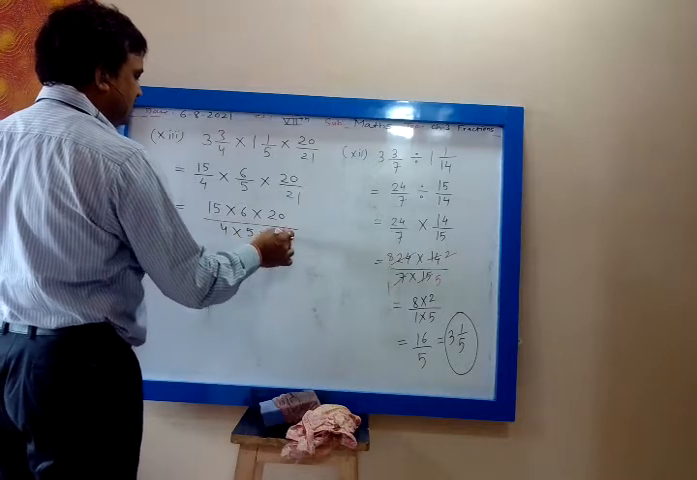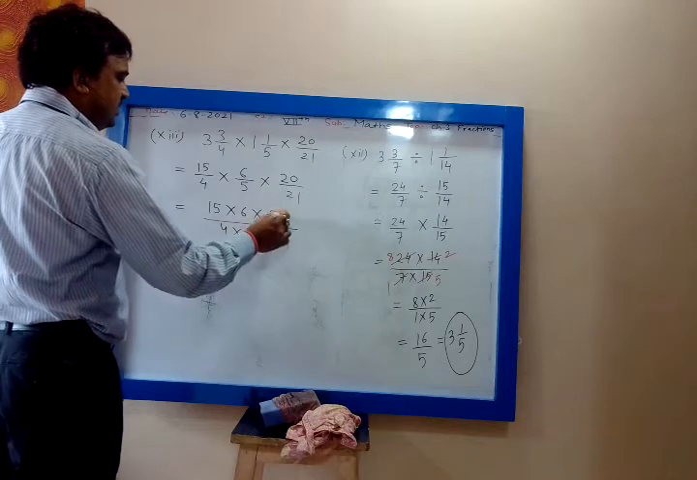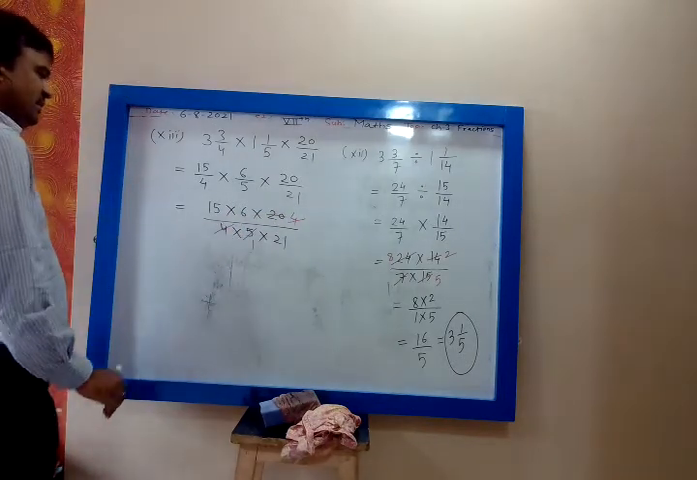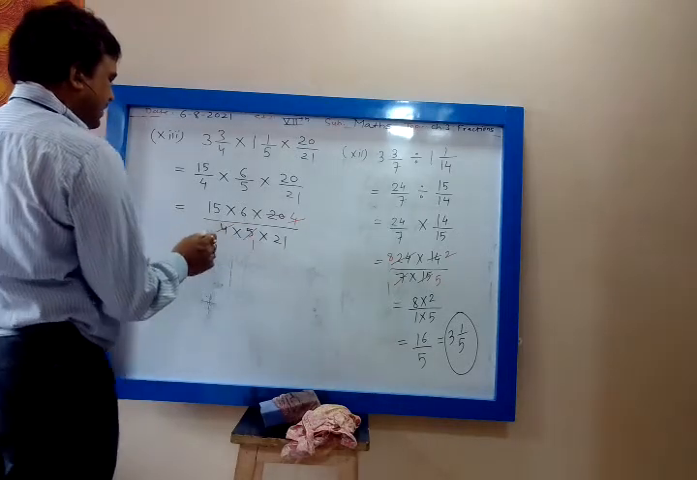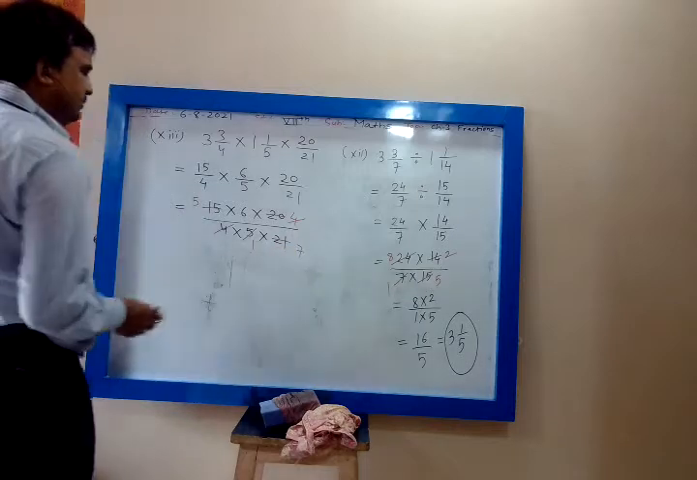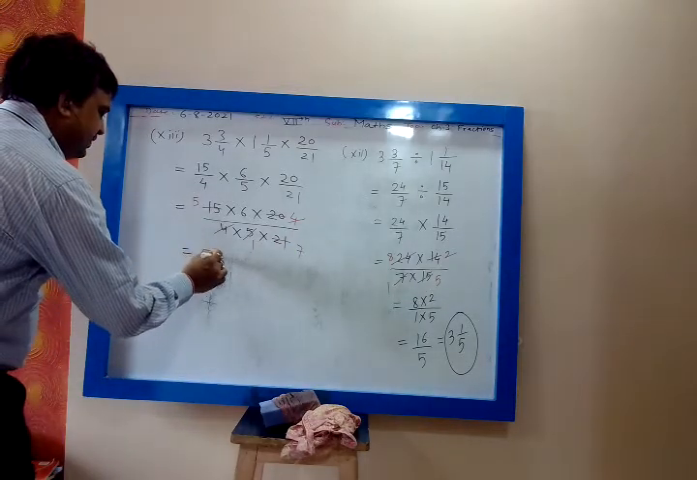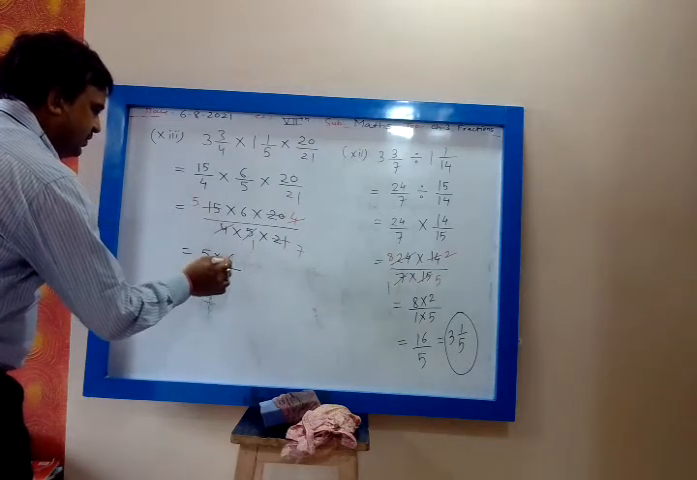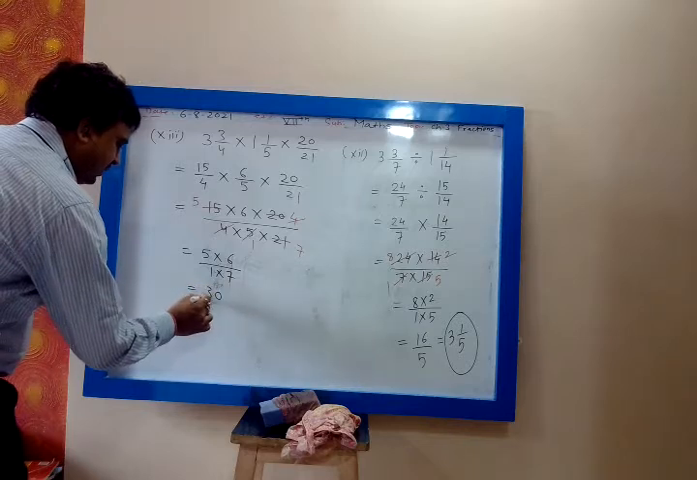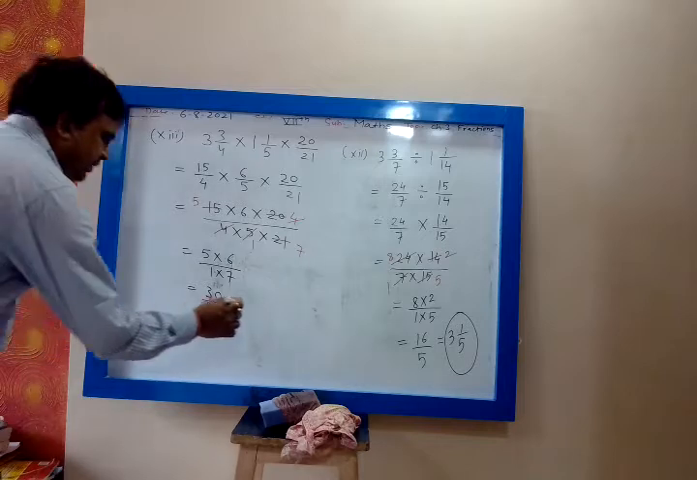Let us cancel the common terms. 5 1s are 5, 5 4s are 20. Then 4 4 get cancelled. Then 5 3s are 15, 7 3s are 21. Now nothing gets cancelled. Okay. So what is left? 5 into 6 upon 1 into 7. 5 into 6 is 30, 30 upon 7. But the question is given in the mixed fraction, so divide 30 by 7.